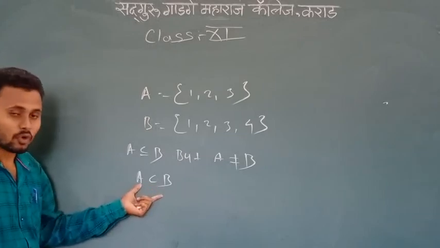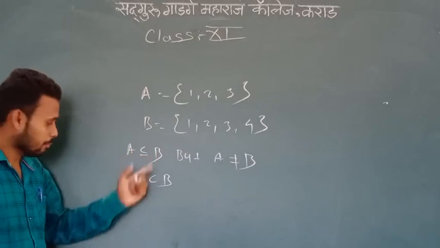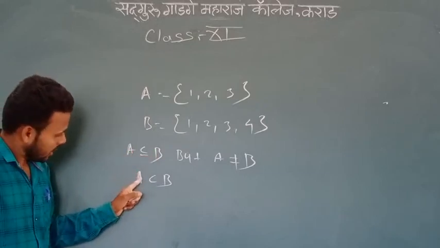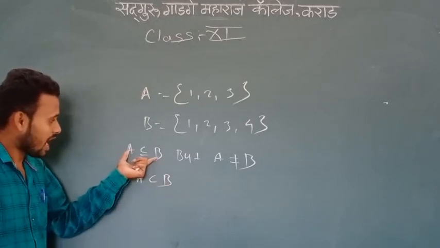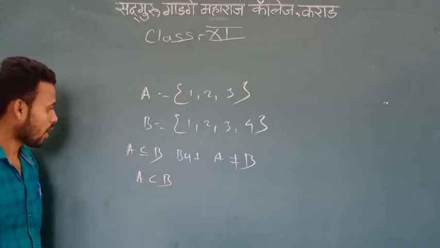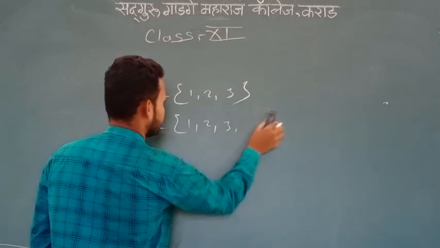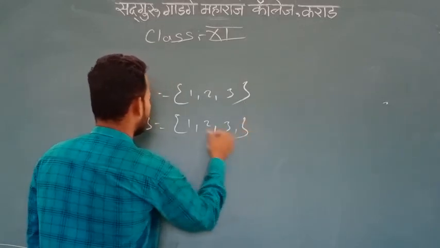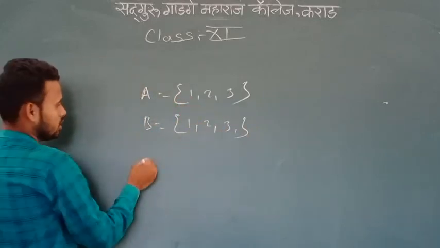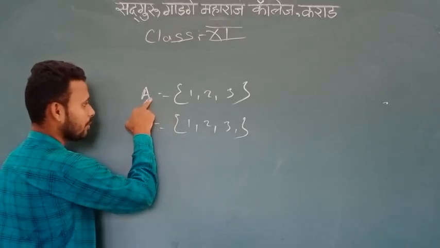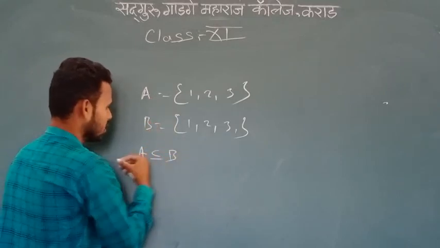When A is a proper subset of B, it is already the case that A is a subset of B. But what I said is, if A is a proper subset of B then this holds already, but if this holds then that need not hold. Why? Because suppose I take the sets A and B as the same set, 1, 2, 3 and 1, 2, 3. Both sets are the same, so every element of A is also an element of B, and A is a subset of B.